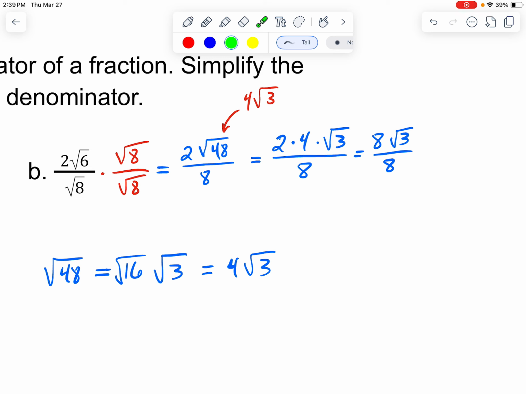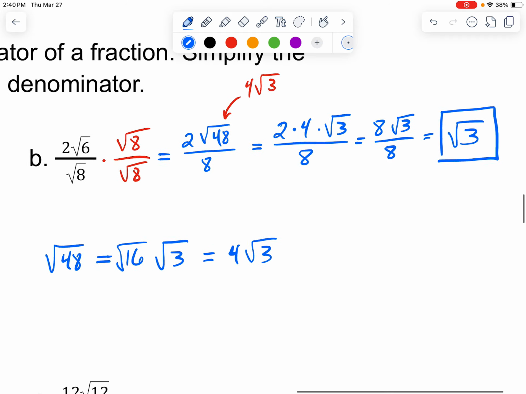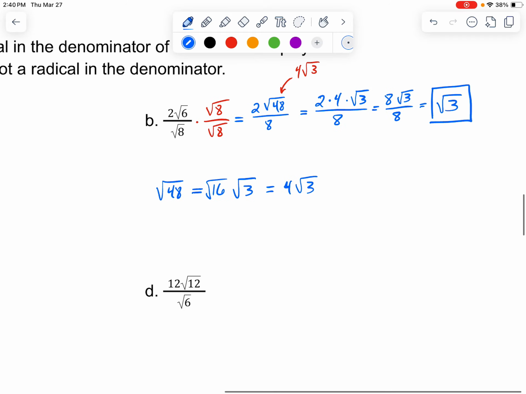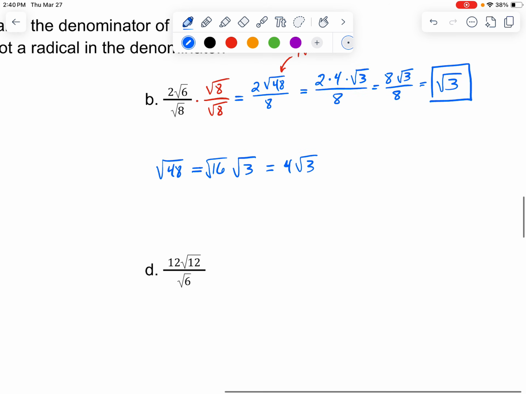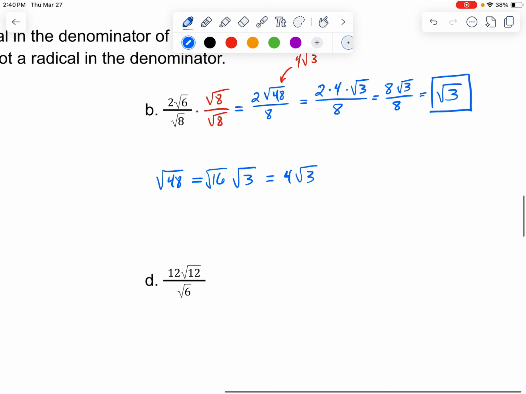Now this reduces, right? When we reduce this, I'm not worried about what's under the radical. I'm just worried about the numbers here. So I've got 8 over 8, which is the same as 1. And so I don't need to write that 1. This simply reduces down to the square root of 3. This would be a good opportunity to follow this model and do part D, which is going to be a little bit more work, but very similar.